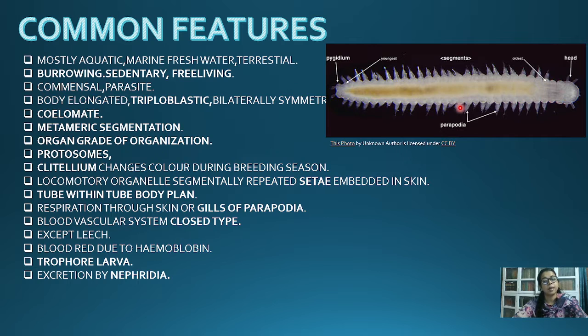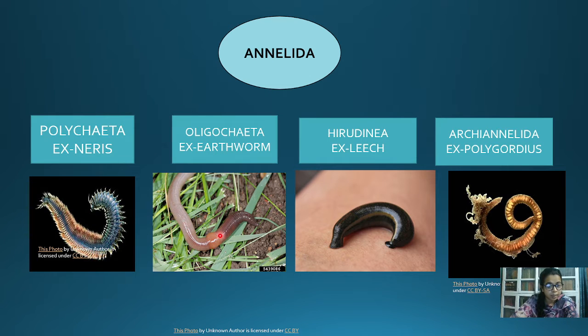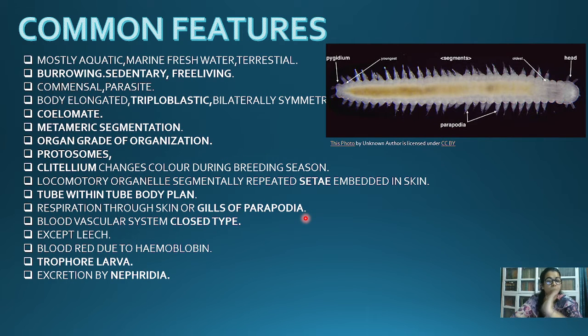They are metamerically segmented. As you can see, the body is divided into many segments, and each segment is known as a metamer. This is a transparent photo and you can't see it clearly, but in this diagram of the earthworm you can see clearly that the body is divided into a number of segments. In the leech also, you can see in this diagram that the body is divided into a number of ripples, known as segmentation. And they are organ grade of organization, that is specialized organs are present in their body.